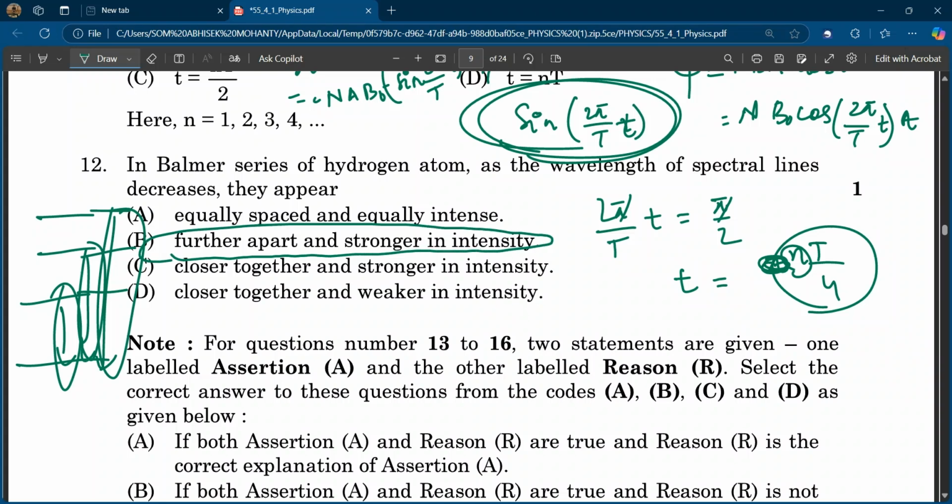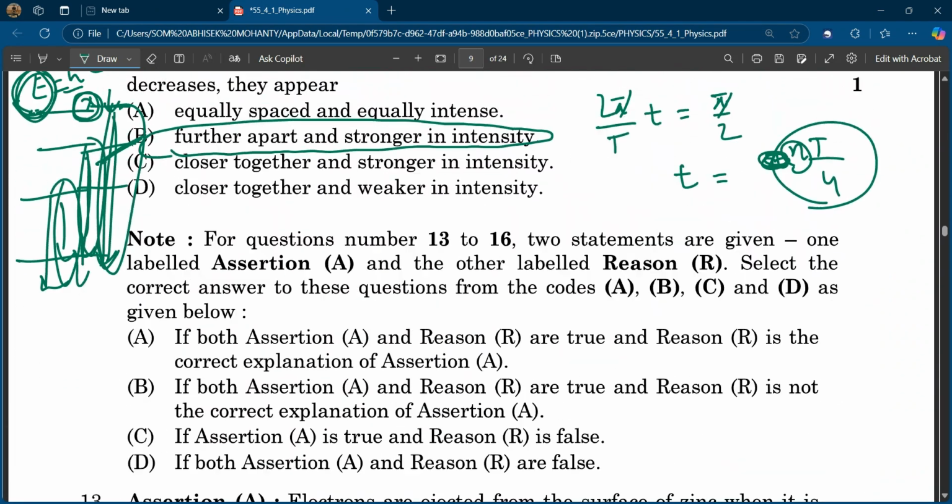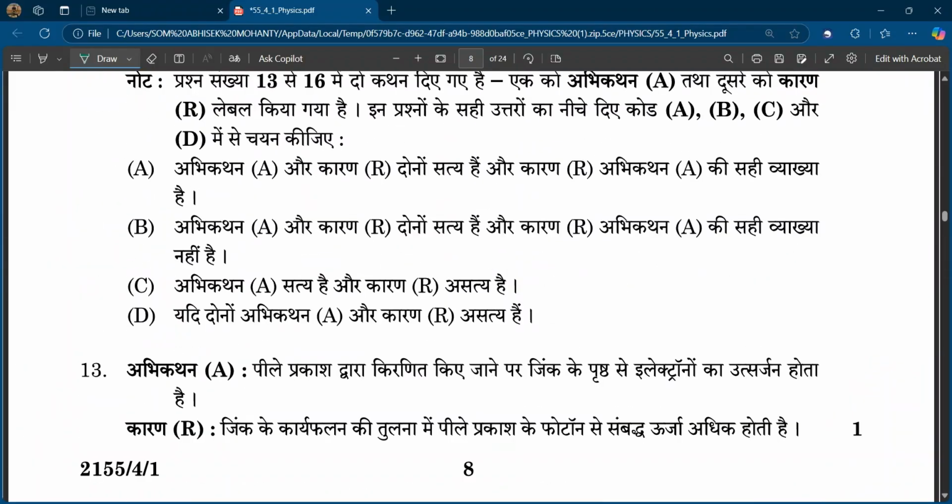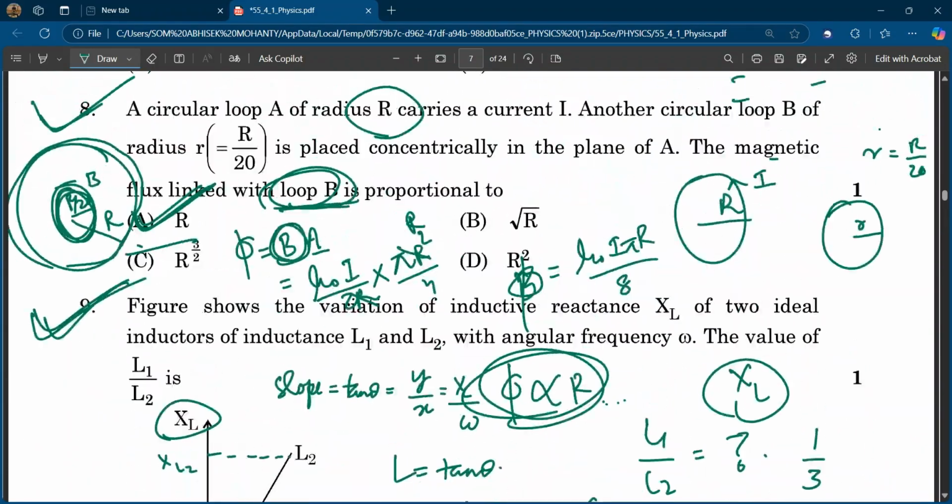Why? Because energy is equal to hc by lambda. So if wavelength is decreasing, energy is increasing, so the lines will be further apart like this. Then option B will be the answer. So yeah, these are the questions.